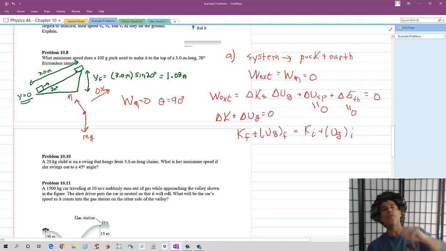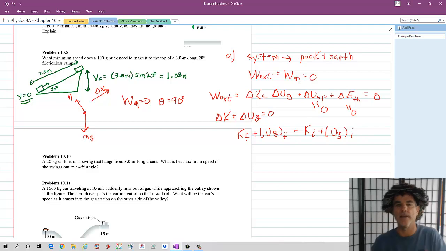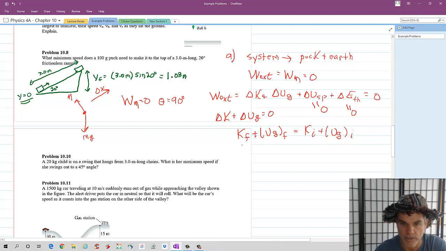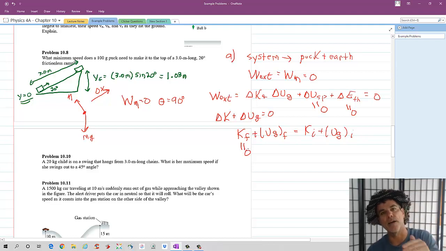Now, two of these terms drop out. Take 10 seconds. Which two terms are going to drop out and why? Well, this thing, we want it to just make it to the top of the ramp, which means it just makes it there and then comes to rest, which means my final kinetic energy is 0. And I define y equals 0 to be the height at the bottom of the ramp, which means its initial gravitational potential energy is 0.